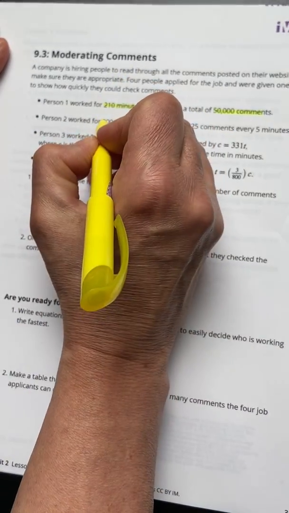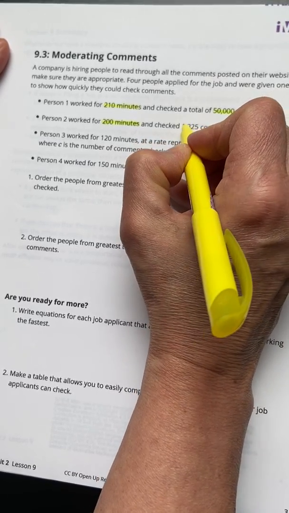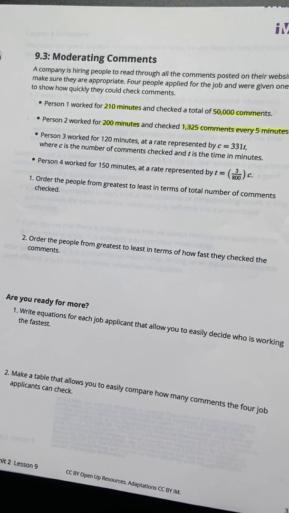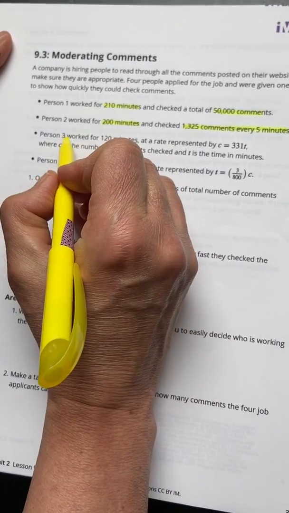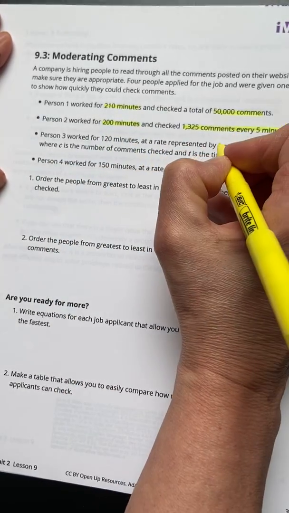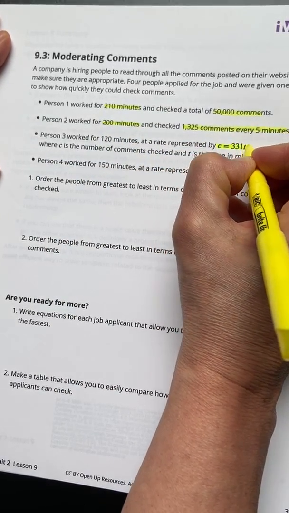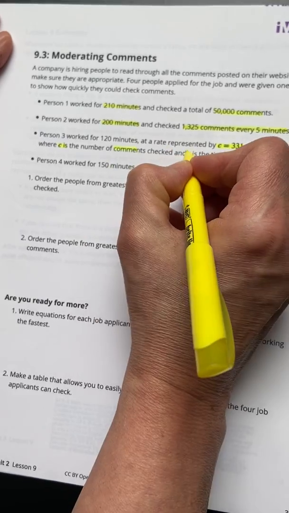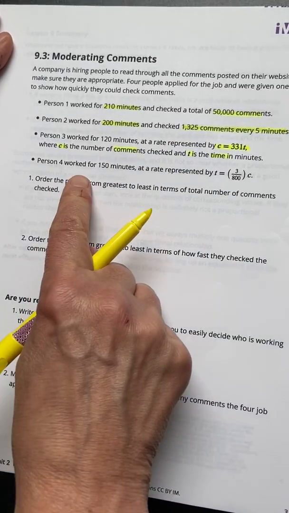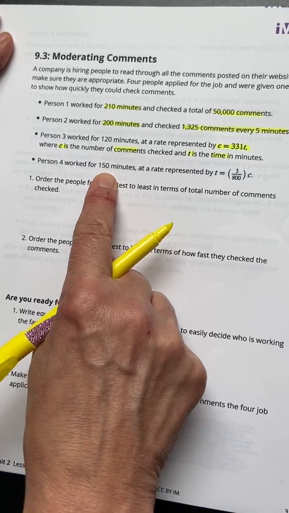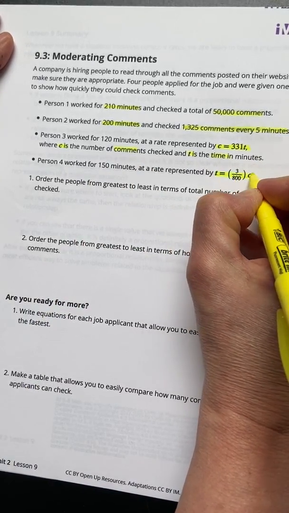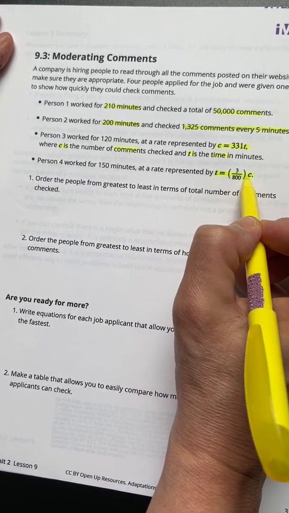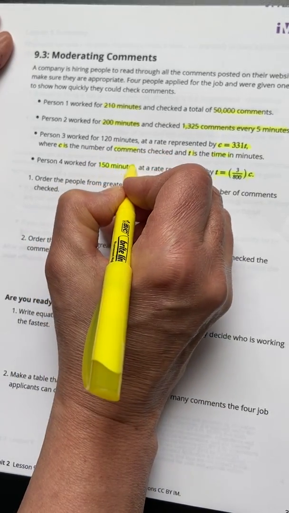Person 2 worked for 200 minutes and checked 1,300 every 5 minutes, okay? I don't want to know 5 minutes, probably I want to know 1 minute. So we're going to have to go back to that. Person 3 worked for 120 minutes at a rate represented by C equals, that made my life easy. C is the comments, T is the time. Person 4 worked for 150 minutes using this equation, okay? It's kind of changing around my equation and giving me T here and C here. But still, 150 minutes at a constant rate.